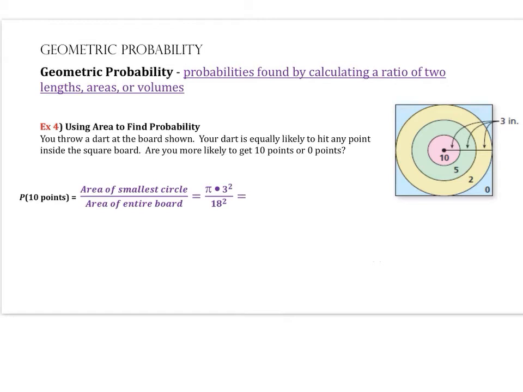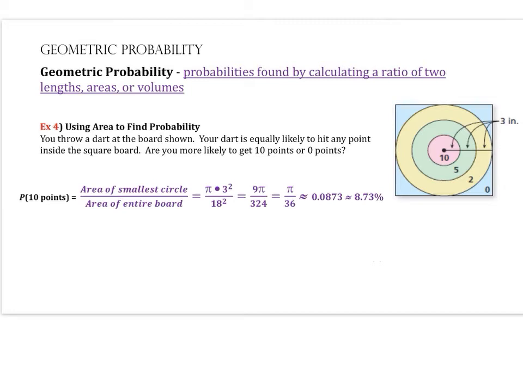So I need the area of the small circle, which is pi r squared, so pi times 3 squared, divided by the whole board, which is 18 squared. 18 comes from our full radius, so 3, 3, 3, which is 9, and then double that, that's 18. So each side length of the square is 18, so 18 squared.